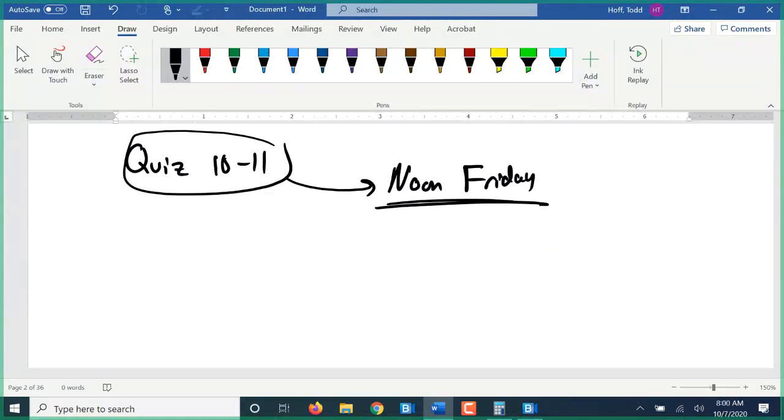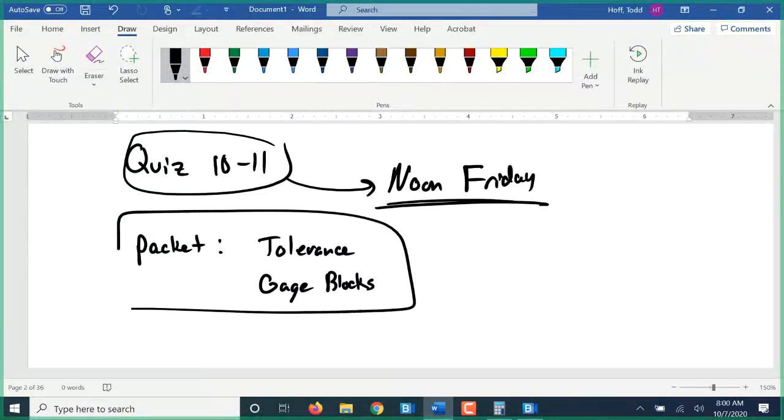A little bit easier assignment today in Blackboard. There is a packet. I believe it has 12 pages. In that packet, there's a section on tolerances, and there's a section on gauge blocks. So have your work on those for your homework for today. So I'm taking it easy on you today. Anybody have any questions?